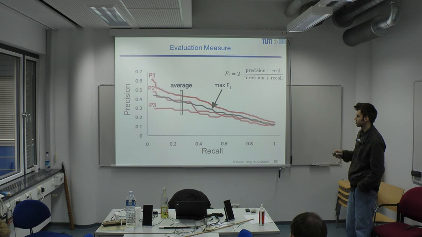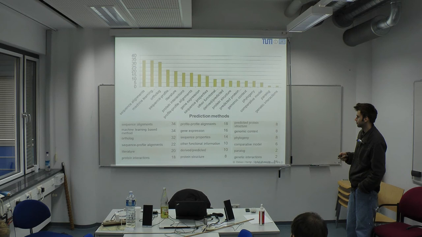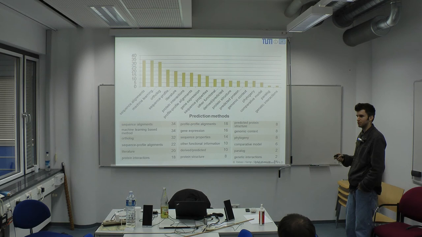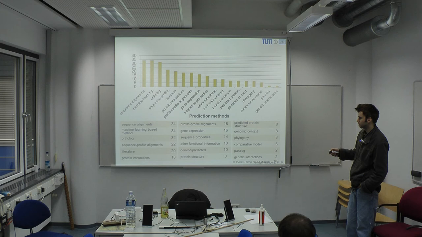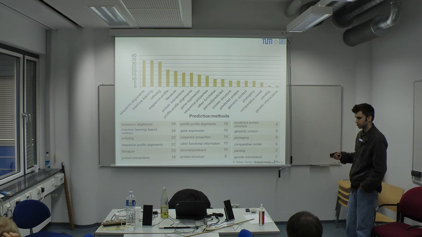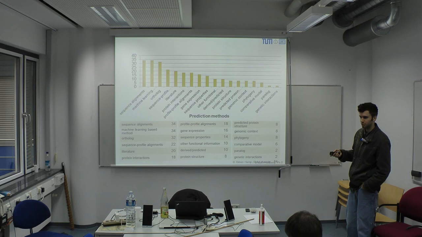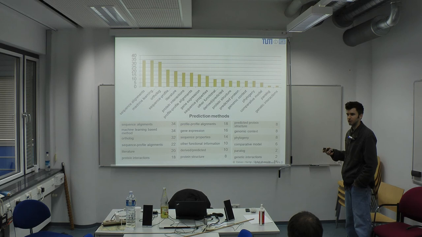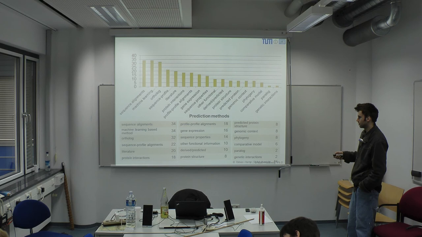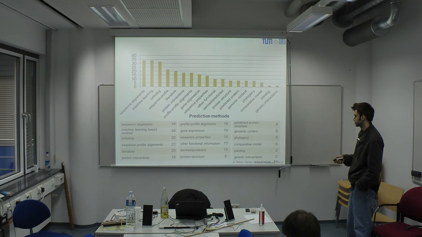And last but not least, we get to the final evaluations. You have again some statistics about what the methods actually did that competed in the CAFA experiments. So many of them used sequences and machine learning based tools. Some also used sequence profiles, literature mining, of course. So even though we made sure that no protein was annotated in any of the databases, this did not mean that some targets did not already have publications that were describing what they were doing. Protein interactions, of course, interactions give you clues about protein function and gene expression as well.